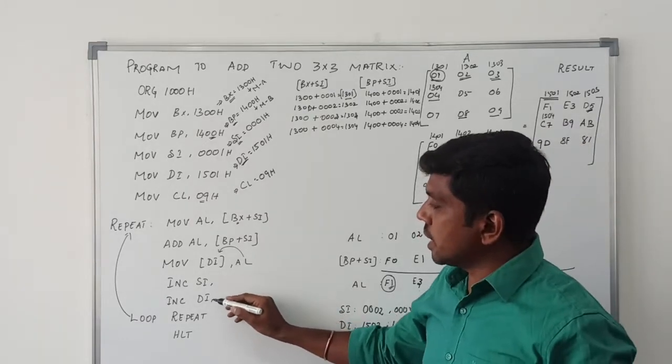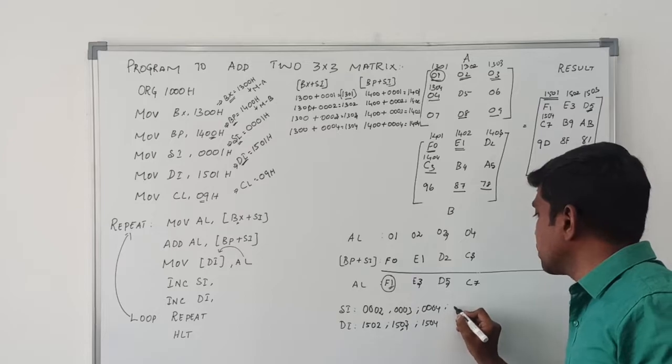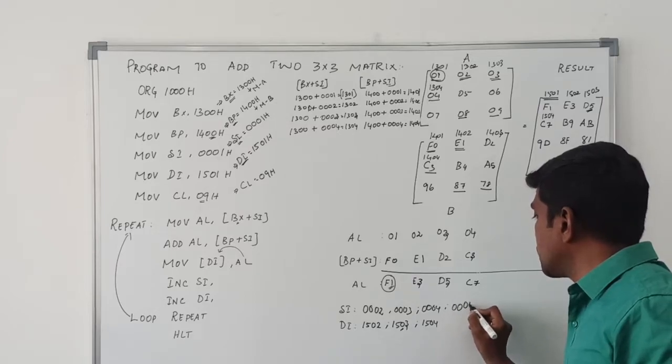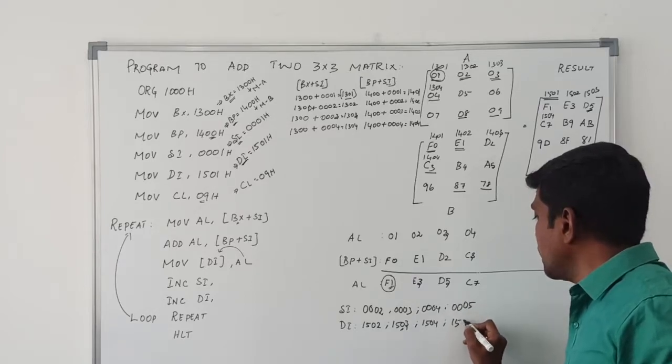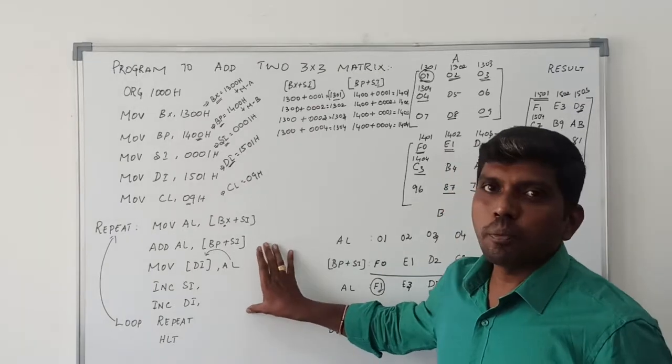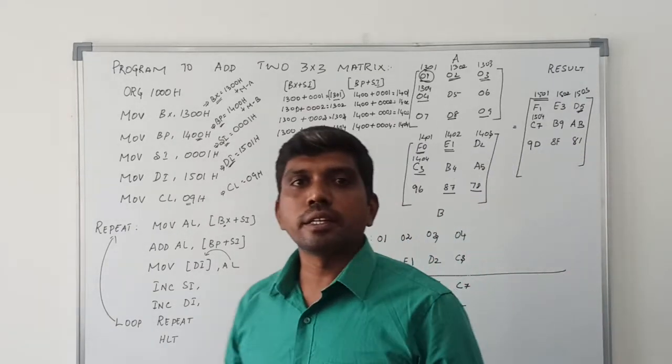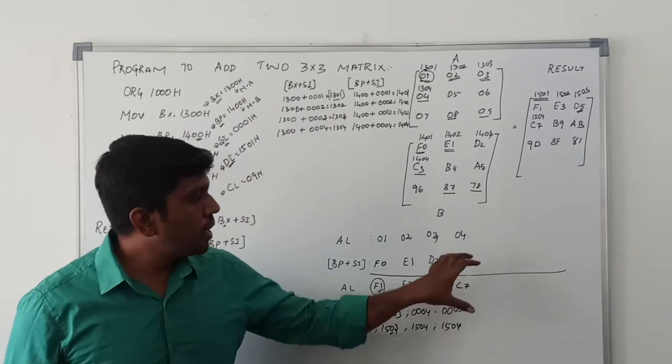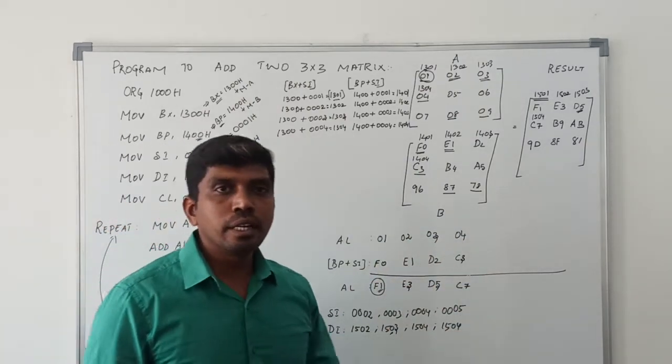Then increment SI and DI. So SI value after incrementing is 0005 and DI is 1505. This loop is continuously executed until it reaches the 9th element. So the remaining outputs you can verify in the same way.